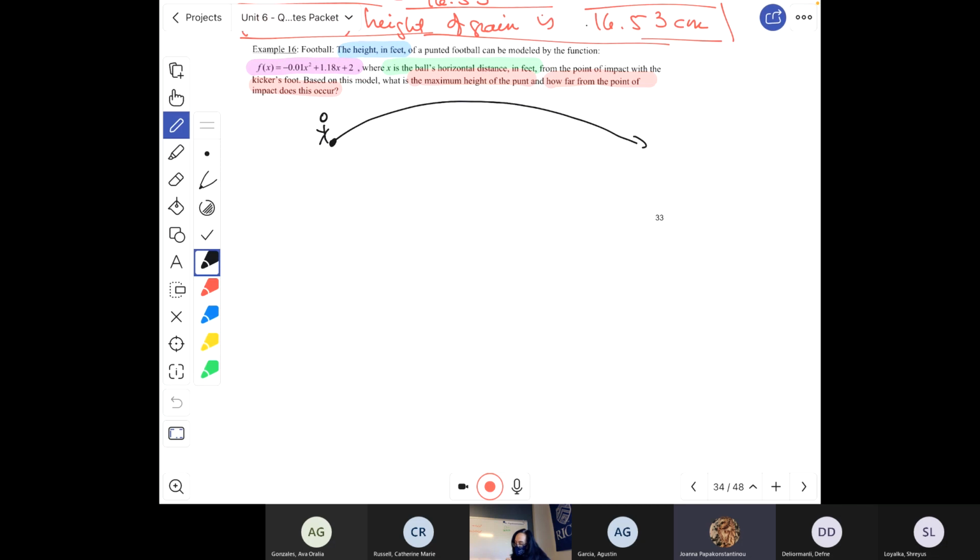So f of x is the height modeled by this formula, and we do see that it opens down because the leading coefficient a is negative. So we know it's opening down, the graph of the ball's path. And x is the horizontal distance in feet. So let's just mark that. X is the horizontal distance in feet. H is the height. So it's being asked to find the maximum height.